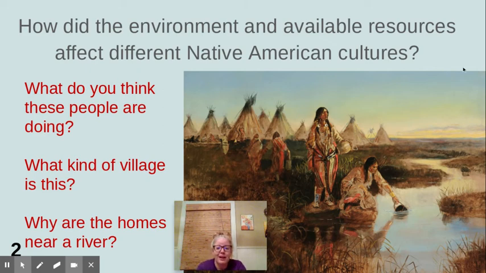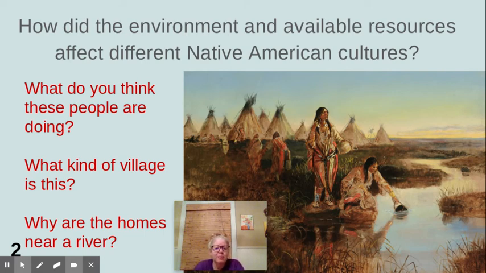Look in the background. Do you see any mountains? Do you see any hills? Does it look like the Arctic of the Inuit? Does it look like the desert? Remember the environments we learned about? Does it look like the mountains? Does it look like maybe the grasslands?